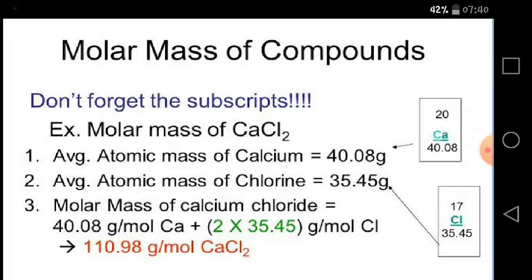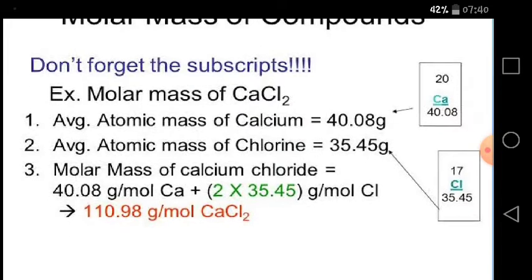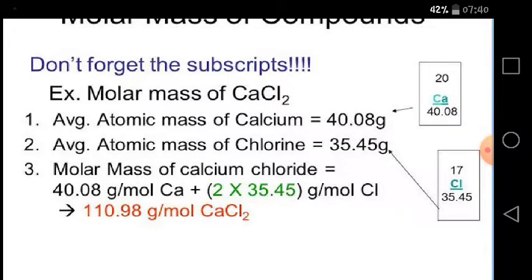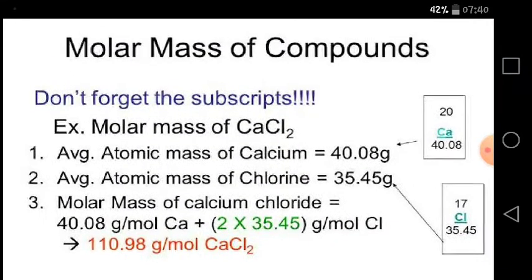In this way we can get the molar mass of the different compounds for which you are going to calculate the molar mass. This is the simplest way to calculate the molar mass of compounds.